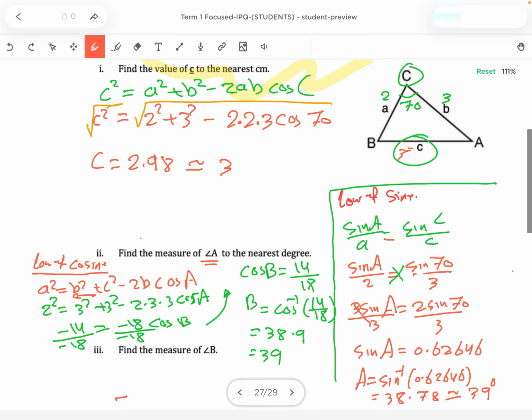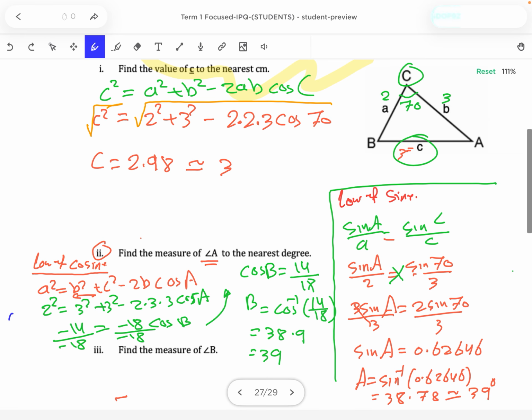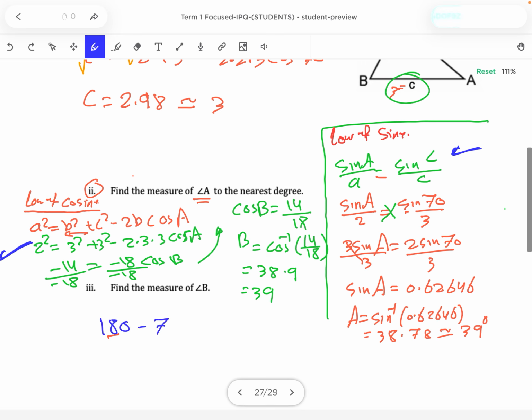So we have two ways to solve the question. We usually used the first way, using law of cosine. Using the second way is up to you. Sometimes in the exam they give you a hint again to use law of sine or law of cosine. In the end, this is up to the student. Measure of angle B equals 180 minus 70 minus 39. 180 minus 70 minus 39 will equal 71 degrees.